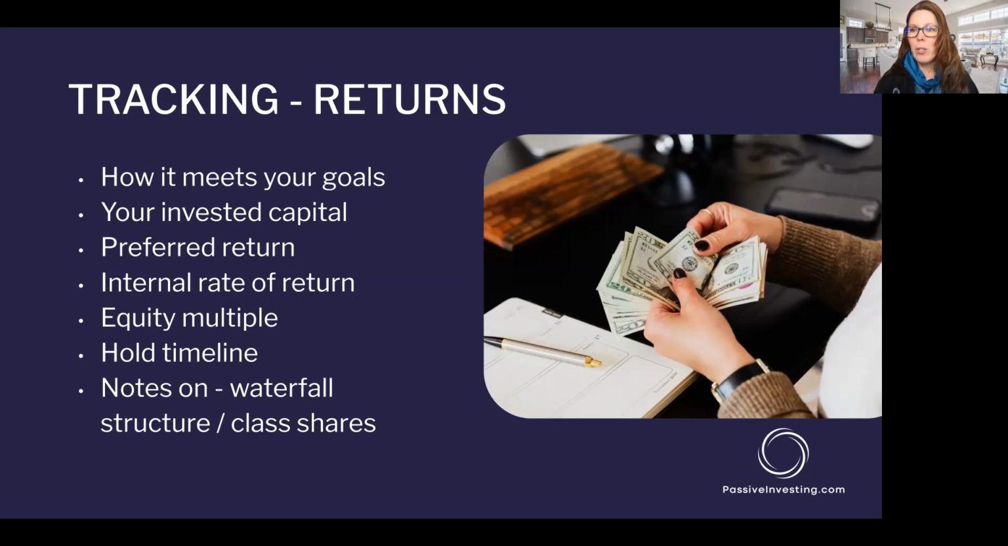I also encourage you to keep a column of notes for yourself. If it was a two-tranche deal with Class A shares and Class B shares, which class did you go into? Again, don't rely on your memory. Make all those notes on your spreadsheet. And note the waterfall structure. Additional notes on the waterfall would be no GP catch up, has a GP catch up, stuff like that.